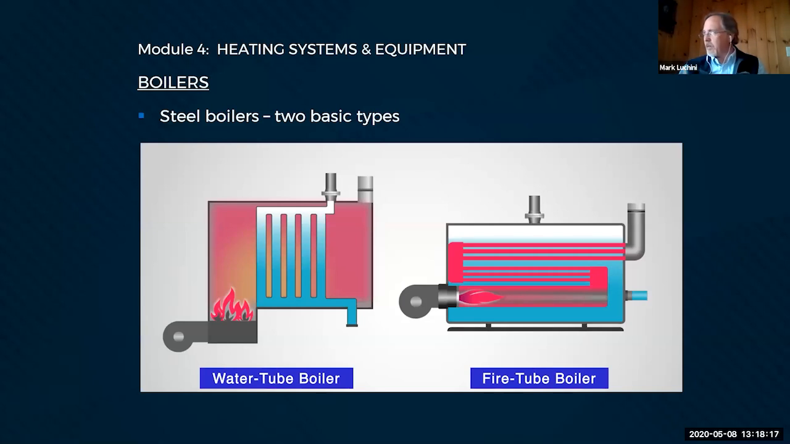One thing about nomenclature in HVAC, they're pretty descriptive. So a water tube boiler is just what it says. I have water in tubes, and I'm passing hot gases over the tubes. A fire tube boiler is the exact opposite. I have a big tank, and I'm sending the flame down through a series of tubes inside the tank.